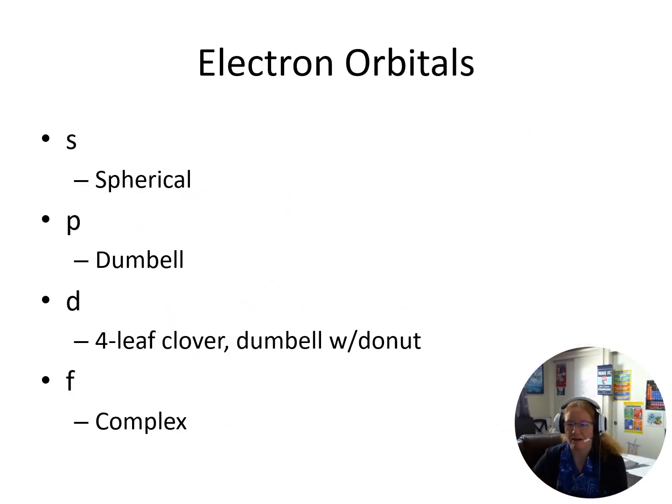So what we figured out is that we have 4 different types of electron orbitals. We have s orbitals, p orbitals, d orbitals, and f orbitals. The s, p, and d orbitals are easy to describe the shapes of. We have one s orbital, it's spherical in shape. We have 3 p orbitals, they look like dumbbells. We have 5 d orbitals, and 4 of them look like 4-leaf clovers, and the last one looks like a dumbbell with a donut. We have 7 different f orbitals, and these are really complex in shape, and I'll show you what they look like in a little bit.